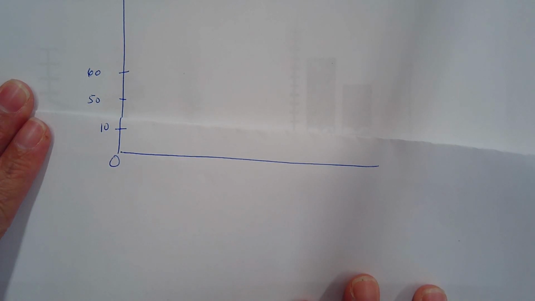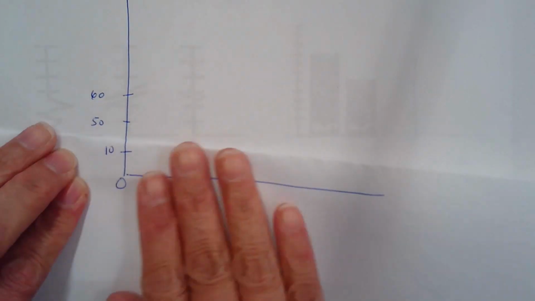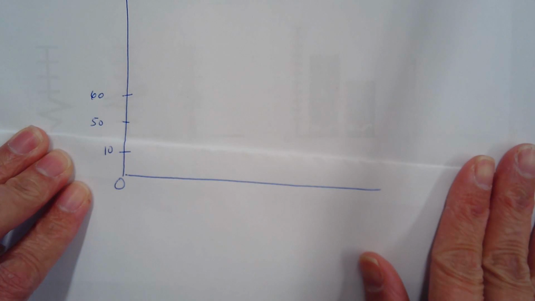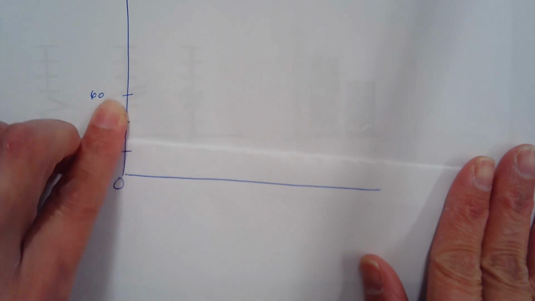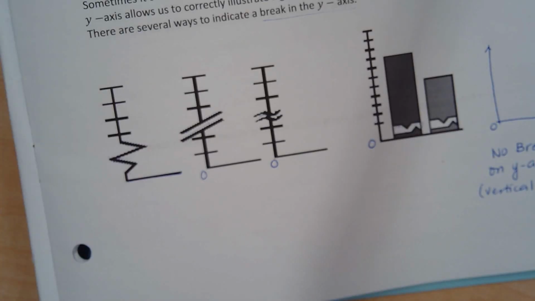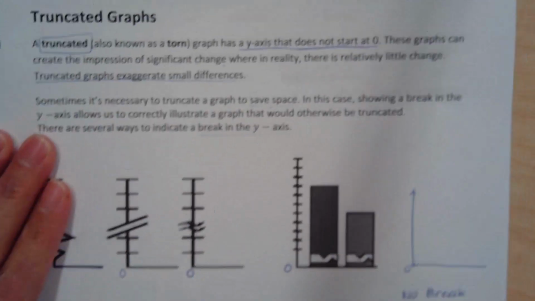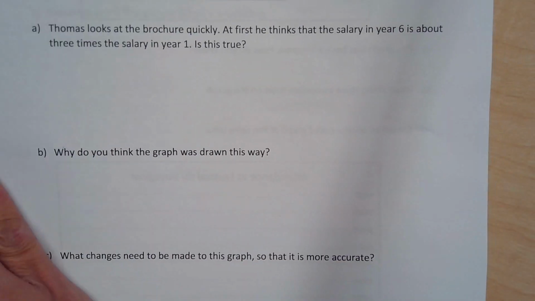So you see that there are some parts missing, right? It's like somebody ripped it off, or somebody cut it off and then just kind of continued on with the graph. Okay, so that's what it means by a break on a graph, right? It looks like it's starting at 0, but really it's not, because it's not continuing on. That's the first one that we need to look out for, our truncated graphs.